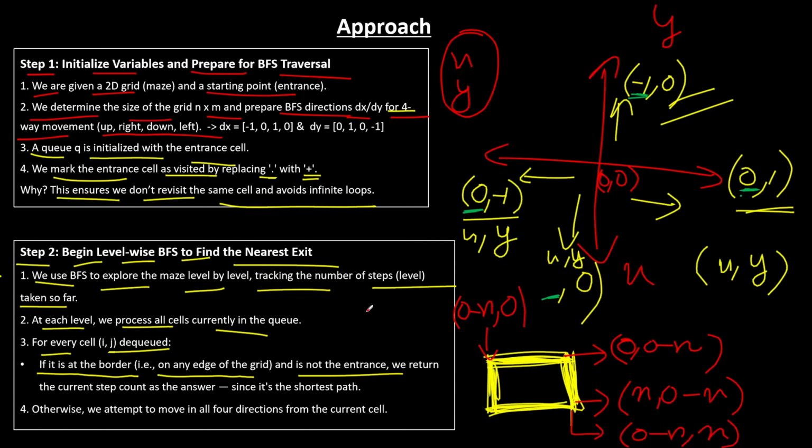So we could put a case here: if i is 0, basically row is 0, or j is equal to 0, or i is equal to n minus 1, or j is equal to m minus 1. And also check that maze[i][j] is not equal to the entrance. This way we could check for the exit and return the answer right there. Otherwise, we attempt to move in all four directions from the current cell.